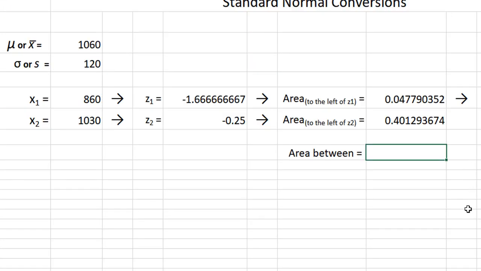Now, in order to get the area between these two z values, or the proportion of students that scored between an 860 and a 1030, what we do is we subtract these areas just like we did before. Normally I would just leave this on the spreadsheet, but I took it away just to re-emphasize exactly what I'm doing. I start by typing equals, click on the larger value, minus the smaller value, and press enter. And there we have it. We have an area in between those two of roughly 0.3535.